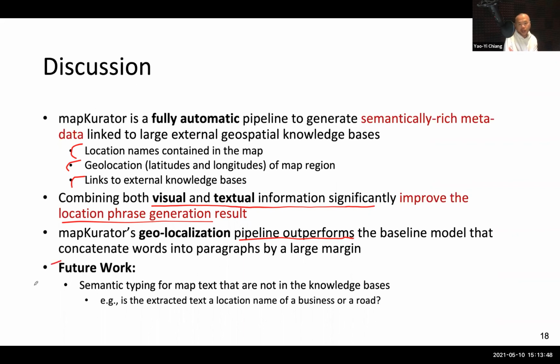And in our ongoing work, not just future work, we're working on this. We want to do semantic typing for map tags that are not in the knowledge base. All these historical names, we cannot really find a counterpart in contemporary datasets, but we could still use the neighborhood, geographic features, and maybe the time of that map to help us reason whether this place name means a park, or a residential area, or what is it in the historical map.